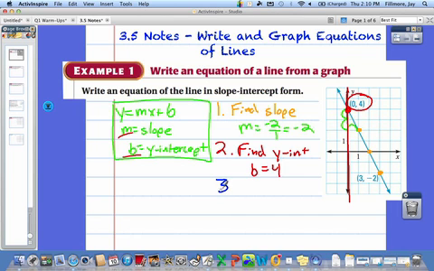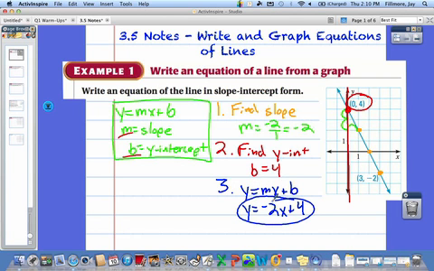And then we can write our equation. y equals mx plus b. We know our m is going to be negative 2, and our y-intercept is 4. You always leave x and y as variables. So simple enough. You find your slope, find your y-intercept, write your equation.